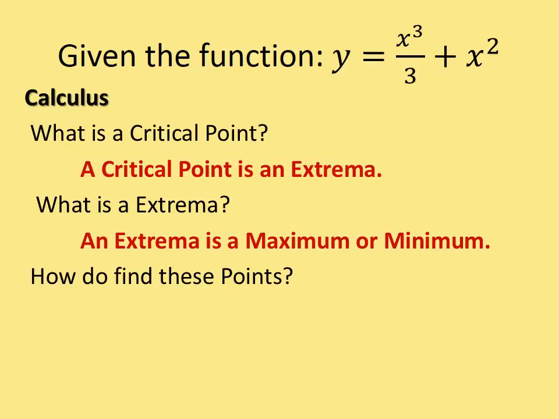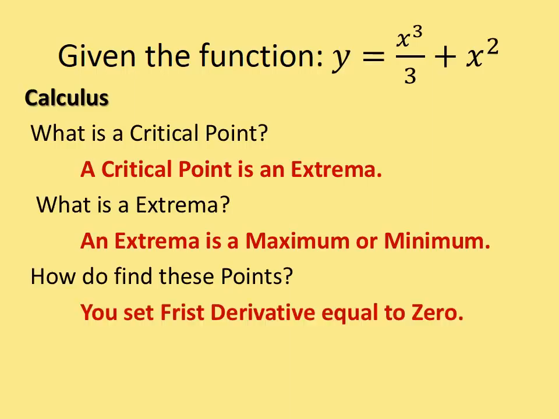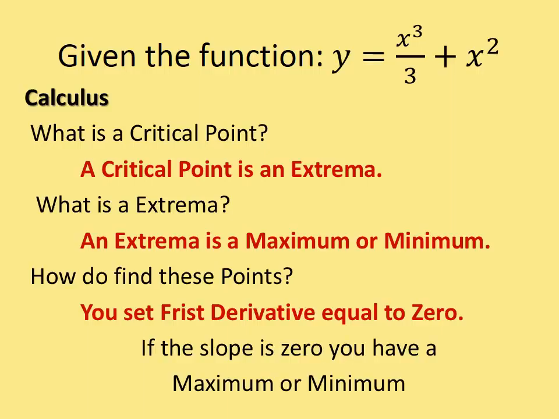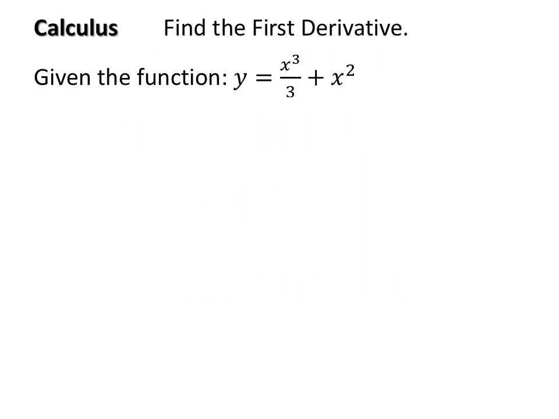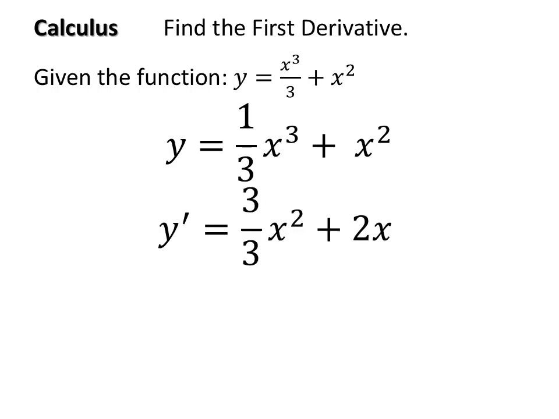How do I find these points? You set the first derivative equal to 0. If the slope is 0, you have a max or a min. Now, sometimes a critical point will be an asymptote, so be careful. Okay, finding the first derivative. You should be able to do this already. There is my first derivative for this function.